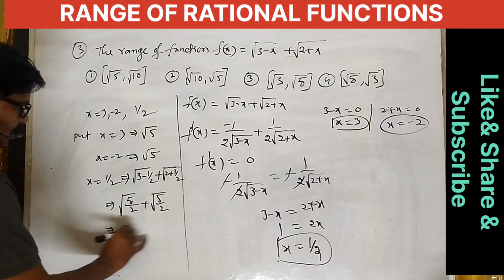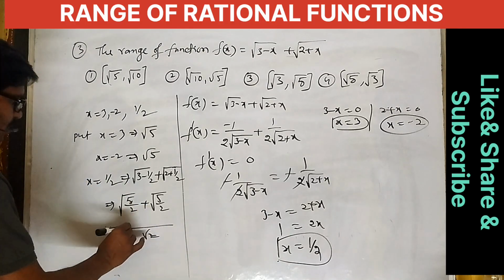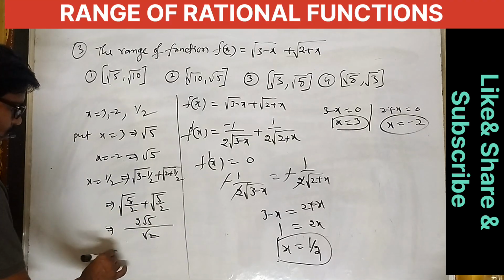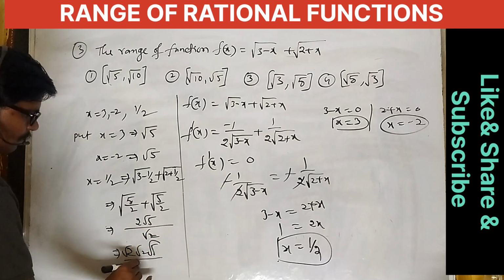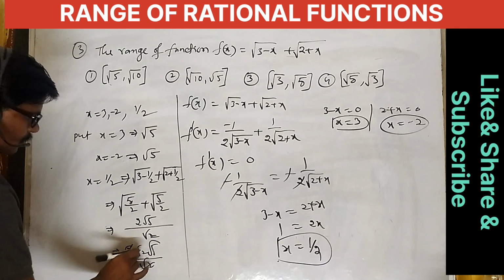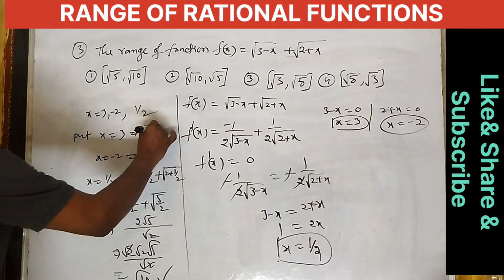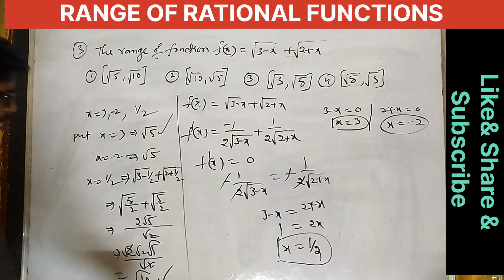Suppose here root 2 is the LCM. Root 5 plus root 5 is equal to 2 root 5, over root 2. Multiply by root 2 over root 2, so root 2 into root 5 by root 2, the root 2 cancels. Root 2 into root 5 is equal to root 10. Root 10 is the maximum value and root 5 is the minimum value.